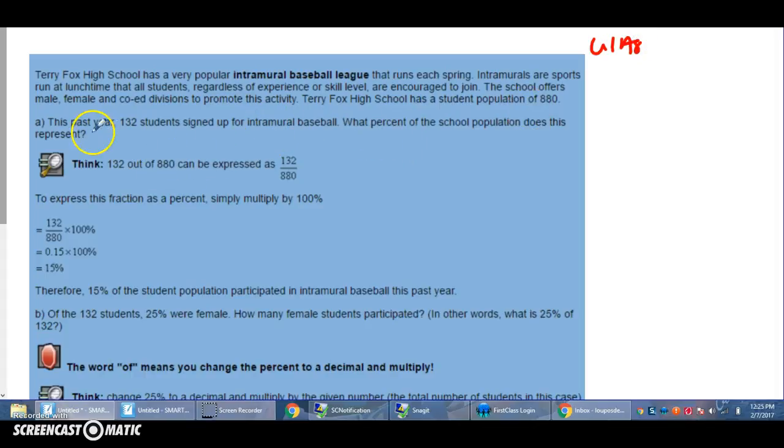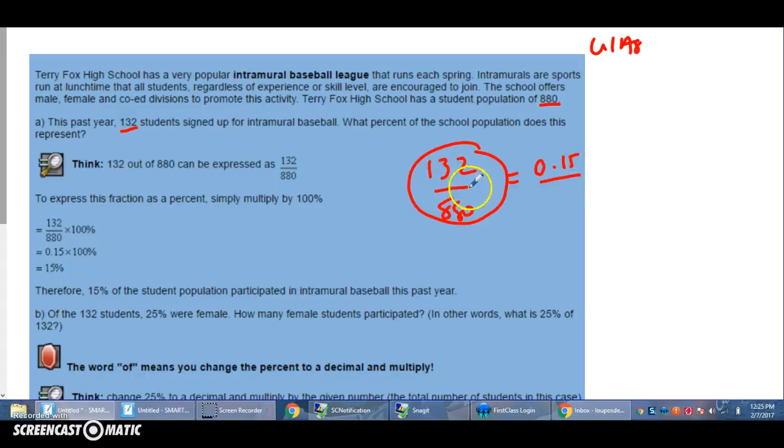So the first question here says that 132 students out of 880 are registered for something. What percent of students is that? That's a pretty easy one, right? Like if you got 132 out of 880 on a test, what percent would you have? You throw that in the calculator, 132 divided by 880, and you can put it in lowest terms if you want, but just use your calculator, and you're going to get 0.15.